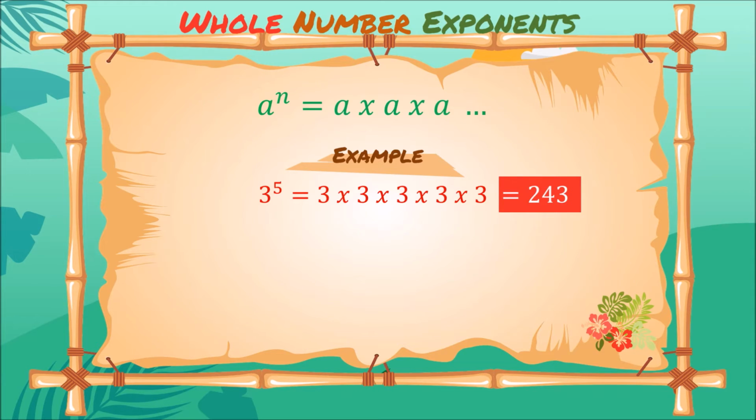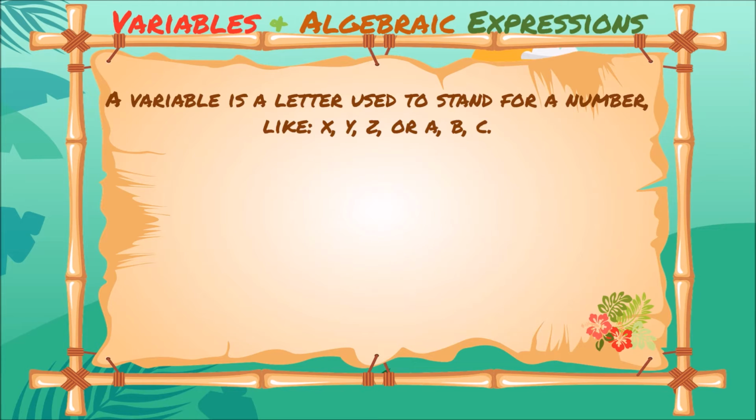So, what will be the result of the following operation? 5 to the power of 2 plus 4 to the power of 3 plus 6 to the power of 2. Very good. The result is 77. Easy, right? Now, we can talk about variables.